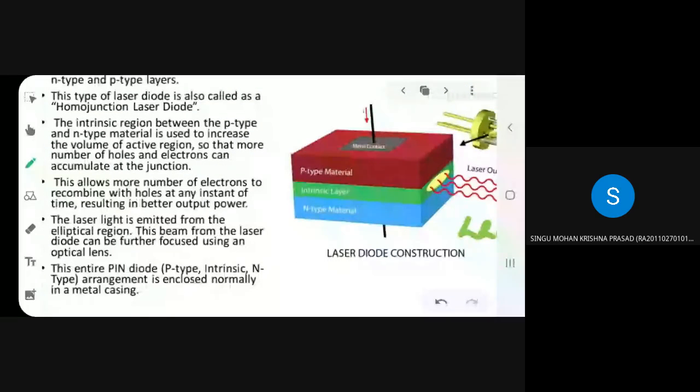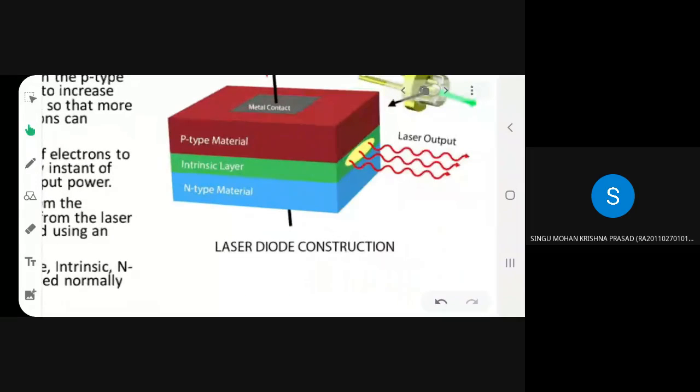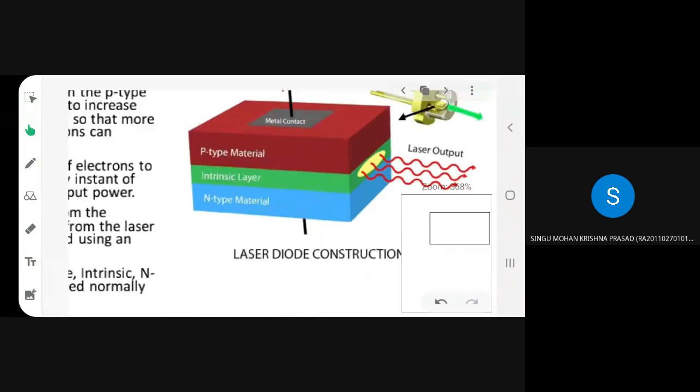That is a special type of diode, light amplification by stimulated emission of radiation. It is also called a homojunction laser diode. It's nothing but a pin diode, a P-type material and an N-type material sandwiched with an intrinsic layer in between. So here via the two terminals you are going to give the input, and the intrinsic layer you are going to activate to an active region so that a higher number of electrons and holes get accumulated in the central layer, which will result in a stimulated emission of light that is called laser light. And this laser light will be focused by means of an optical lens onto the particular application.